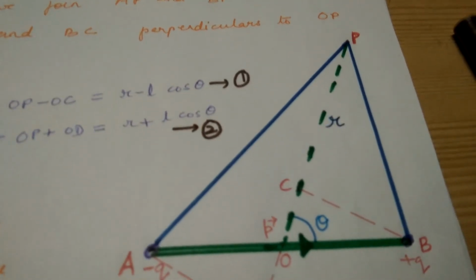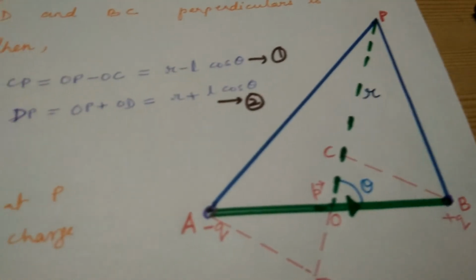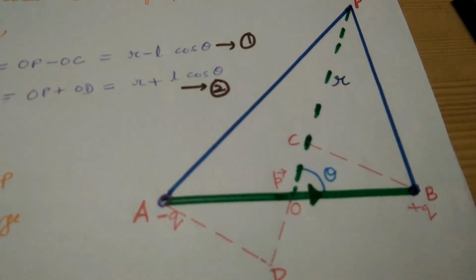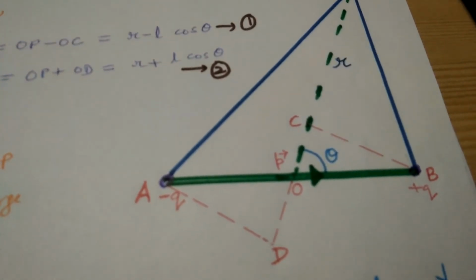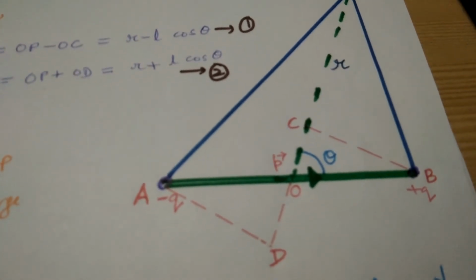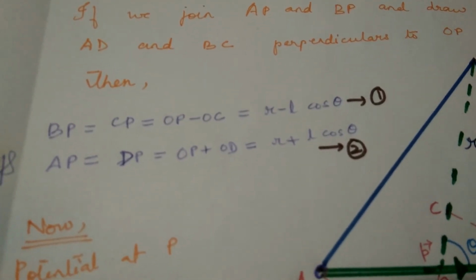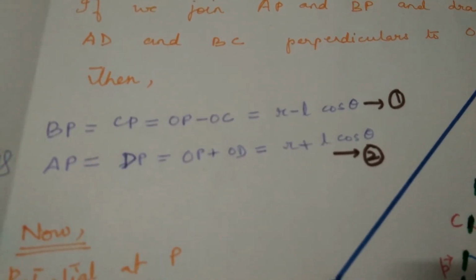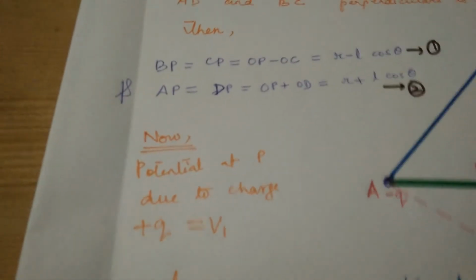Similarly for AP. AP is now equal to DP, which is equal to OP plus OD. So what is OD? This angle also is theta, vertically opposite angle. So OD is nothing but L cos theta. Now we have the distance of the charges from the point P in this form. BP is r minus L cos theta and AP is r plus L cos theta. So now we just put it in the formula.